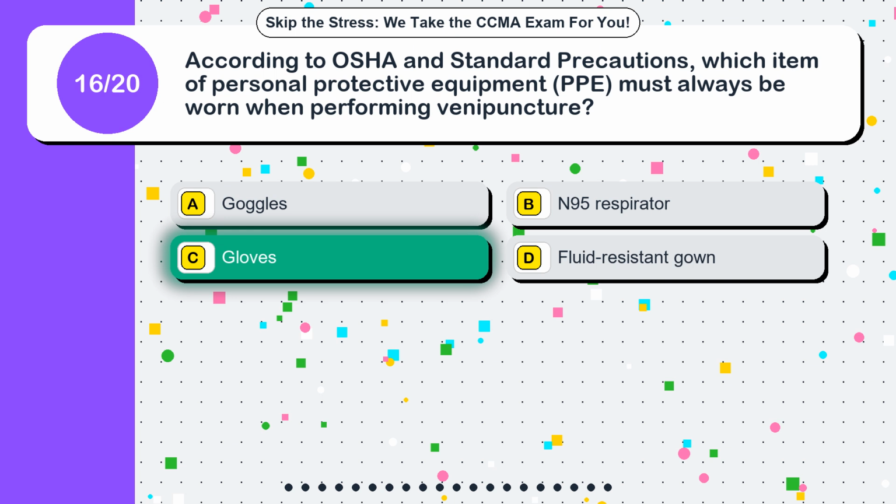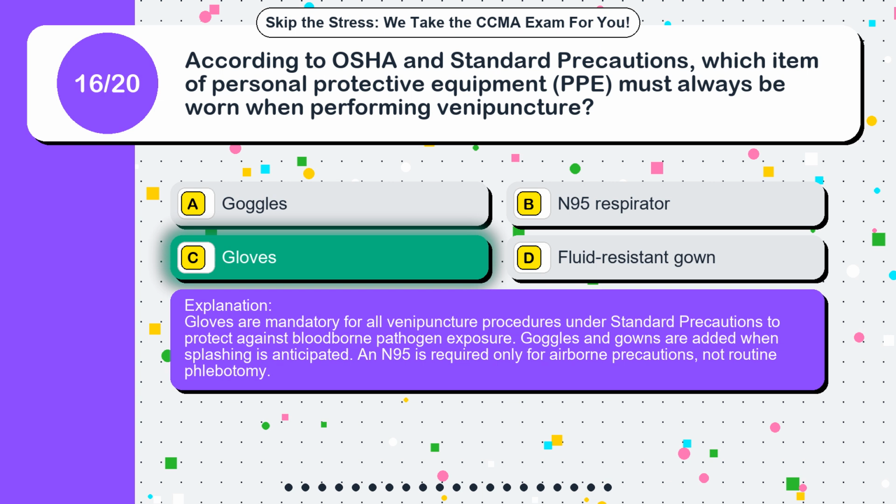Gloves. Gloves are mandatory for all venipuncture procedures under standard precautions to protect against blood-borne pathogen exposure. Goggles and gowns are added when splashing is anticipated. An N95 is required only for airborne precautions, not routine phlebotomy.